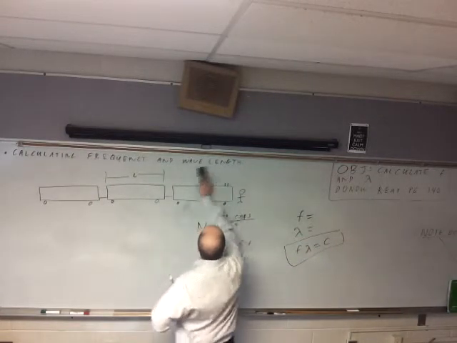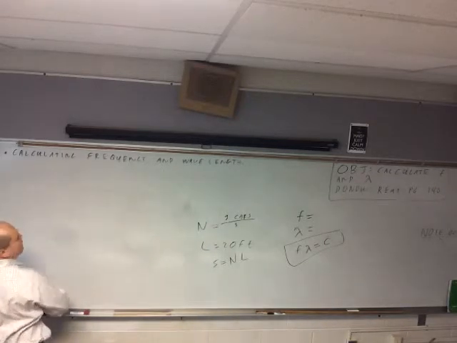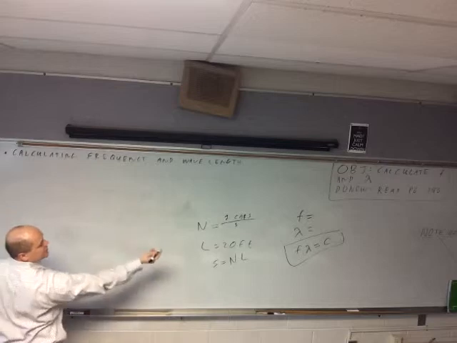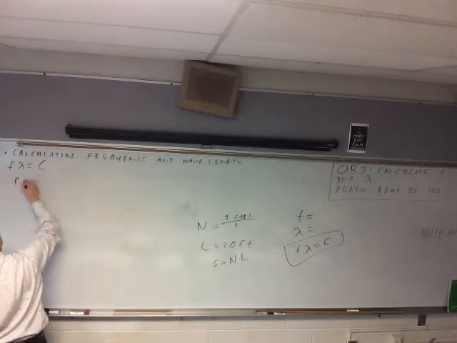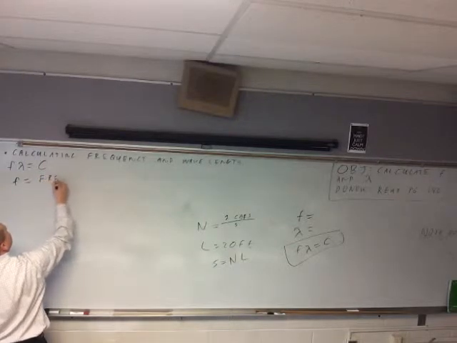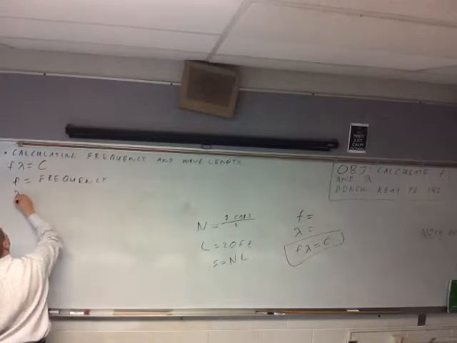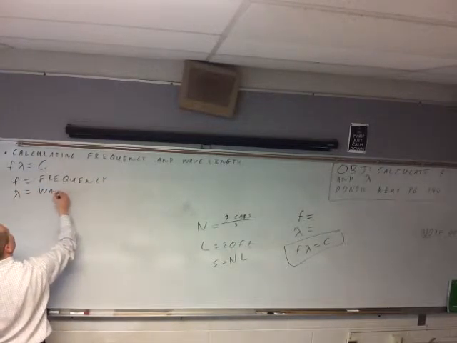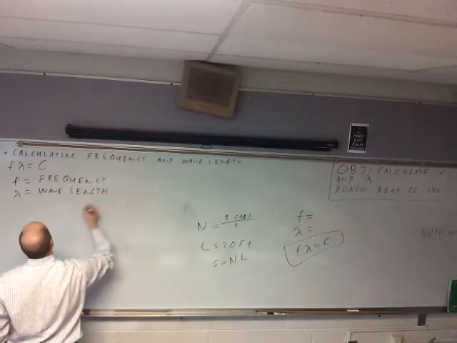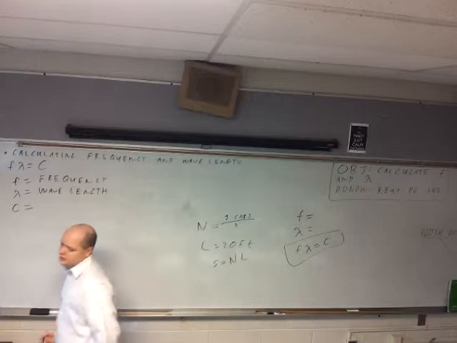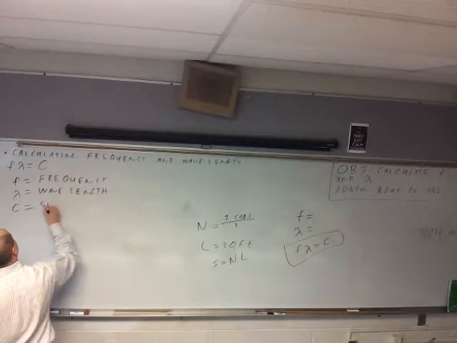Now let's do some math. Let's take that equation here and list what everything is, so you'll have it in your notes. F is frequency. Lambda is wavelength. And c is the speed, but it's a constant. So c is the speed of light.